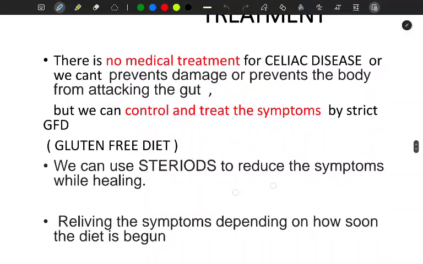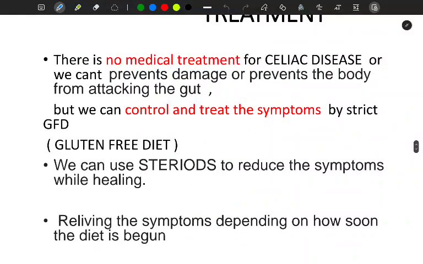No medical treatment until now, unfortunately, other than the gluten-free diet. Yes, gluten-free diet. They tried a lot of things. Vitamins: if he is deficient, you give vitamins, and you stop the gluten. We can use steroids to reduce the symptoms while healing. Sometimes steroids might help because this will suppress the lymphocytes and make regression of the lymphocytes quicker. So we might heal quicker by a slight bit with that, but we don't tend to do that usually.